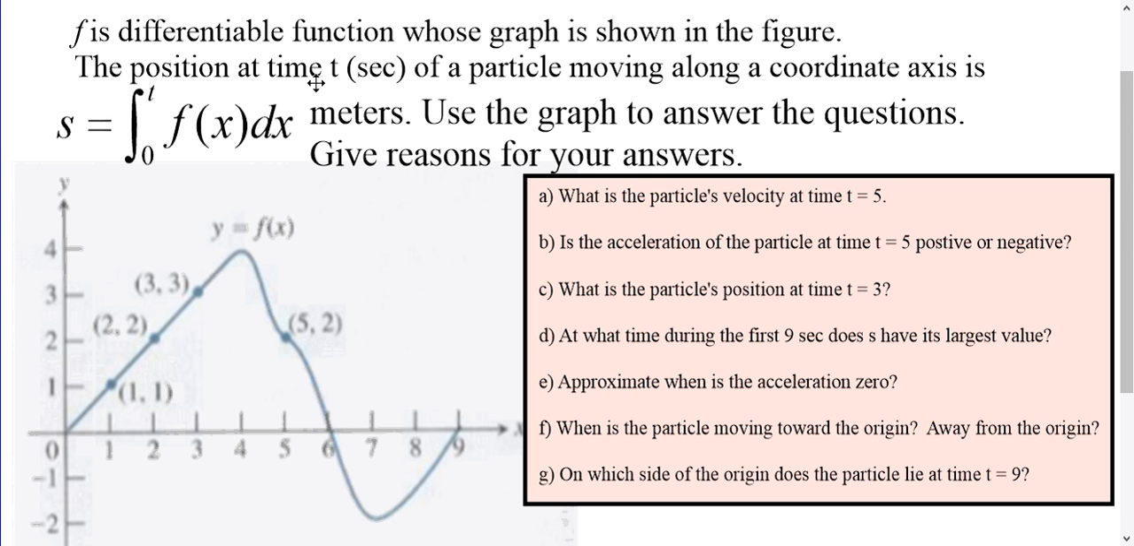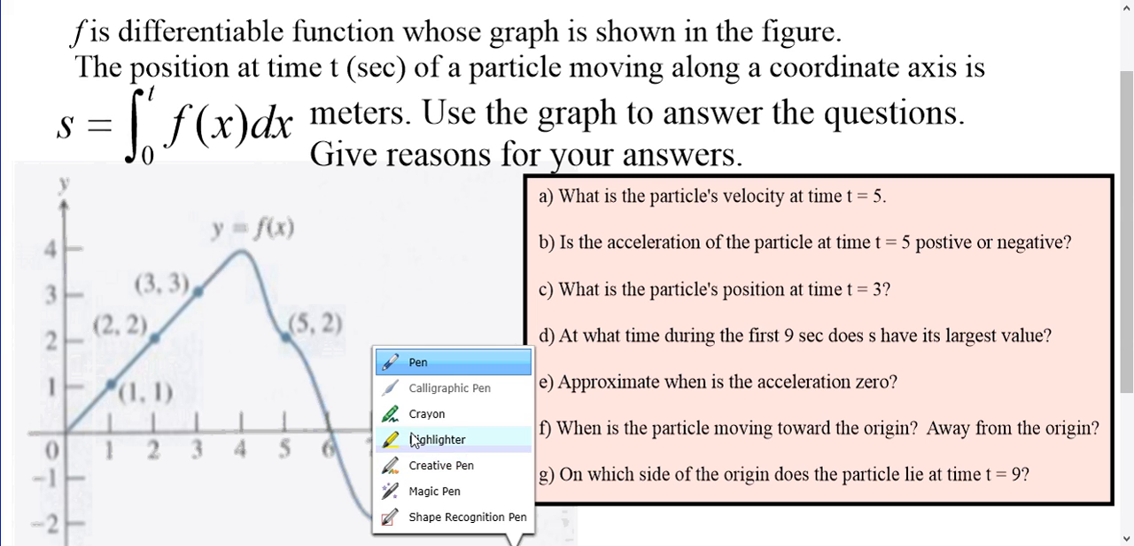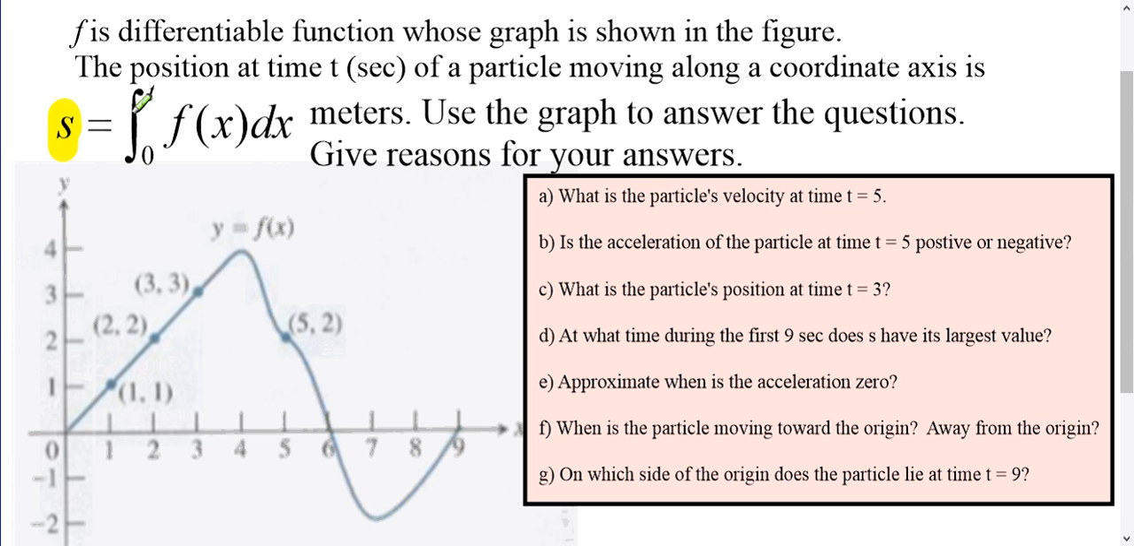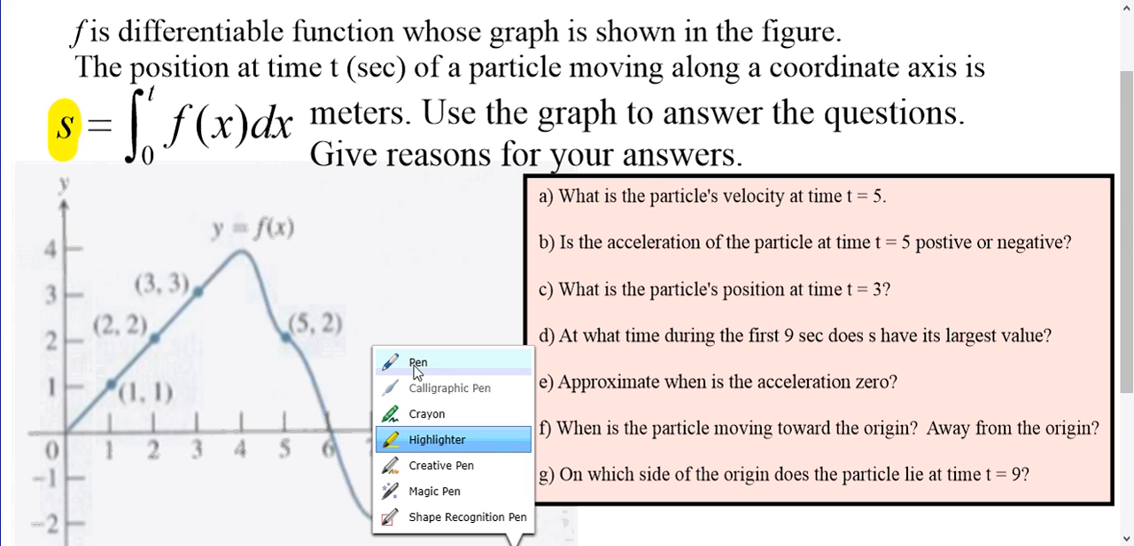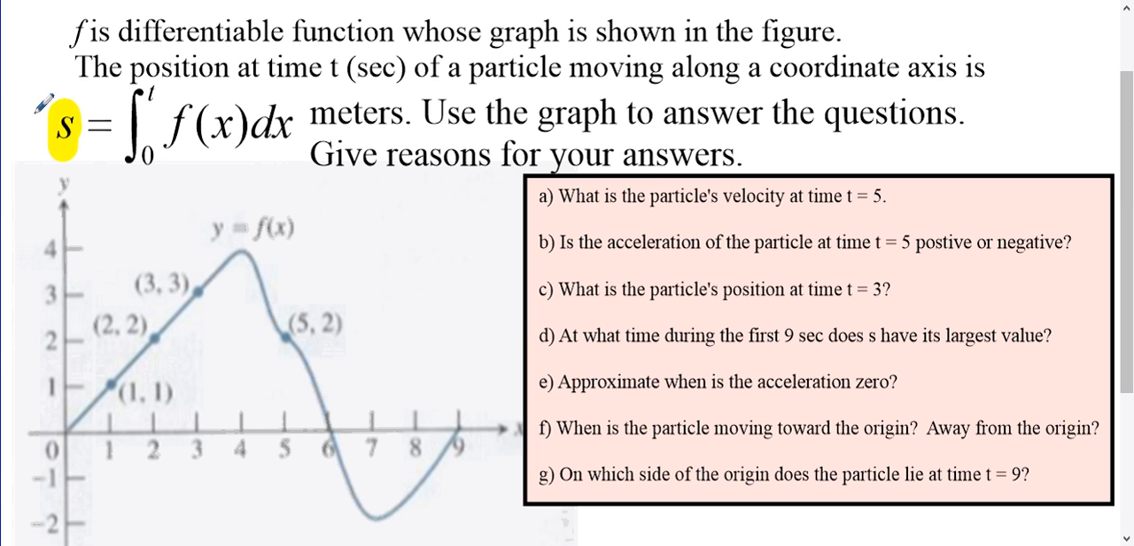The position at time t seconds of a particle moving along a coordinate axis is given by this, in meters. The key thing you have to realize is right here, I'm going to highlight this. What does this stand for? Some of you may say, I don't know. Well, this is our position function. So when we integrate f, we are given a position function. Knowing that, what does f, this graph, have to do with s?